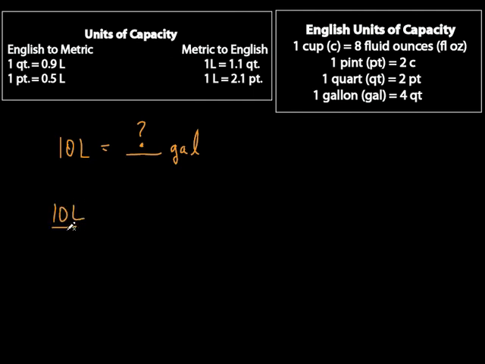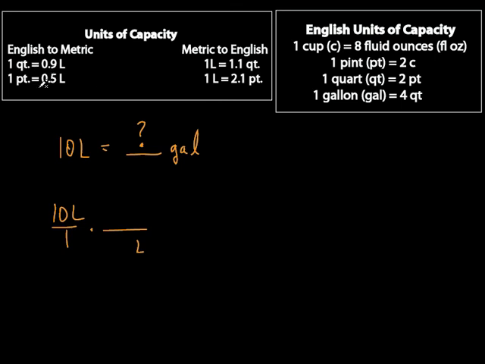Start off with 10 liters and put it over 1. And let's think a little bit. We want to get rid of liters, so we're going to put liters on the bottom. We want to change it to gallons. So if you look on here, the only place I see gallons is right here, but it doesn't tell me how many liters that is. So what am I going to have to do? I'm going to have to come over here and look at the gallons. It tells me how many quarts are in a gallon, 4 quarts in a gallon.